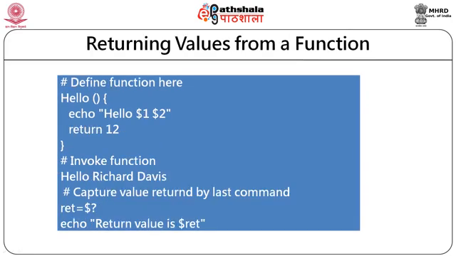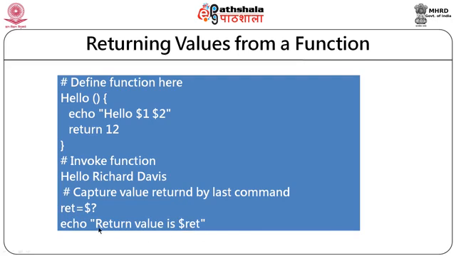Let us see how functions can return values. While defining a function, the keyword is return 12. So, when the function is invoked, this is how function will be invoked, and after the function executes, $? will contain the return value. So, the return value 12 will be stored in $?, which I am storing in the RET variable name. RET is the name of the variable. So, when the function executes, the value of 12 will be returned and it will be stored in RET variable name. And subsequently, I can display the content of RET variable using the last line.